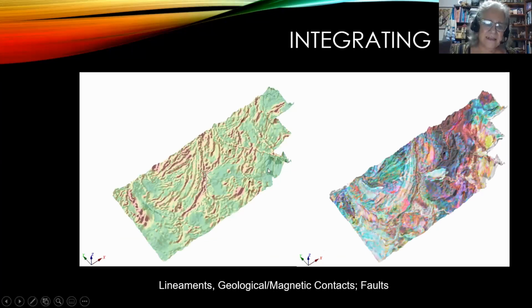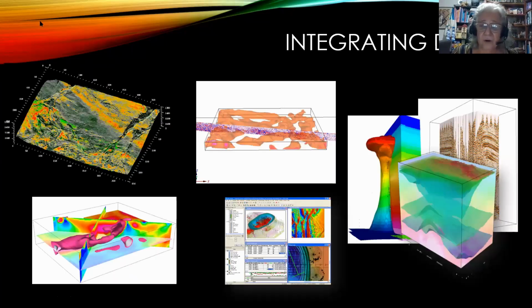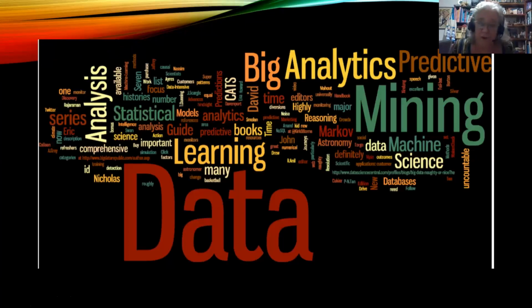For instance, this is the analytic signal with the tilt derivative, and the radiometric ternary data, so you can see the lineaments, the geological and magnetic contacts, the faults. This is another way of integrating uranium, potassium with the tilt derivative that gives us the contacts. So you correlate the surface and also the magnetic contacts. And so this is the importance: use all the data to integrate and give a better understanding of your data.